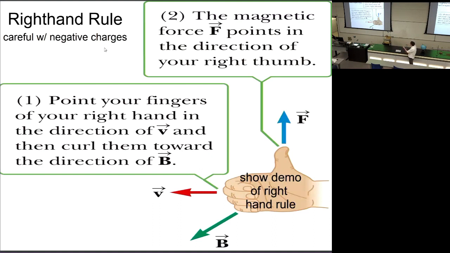A note here: you have to be careful about negative charges. With this rule, the palm points along the velocity, the fingers curl towards the magnetic field, and the thumb points in the direction of the force on a positively charged particle. If it was a negatively charged particle, like an electron, then the force is in the opposite direction. Remember, the electron has a minus sign rather than a plus sign. That's why this rule is for a positive charge. You've got to flip the direction of the force for a negative charge, just like you would flip the direction of the electrical force for a negative charge compared to a positive charge.